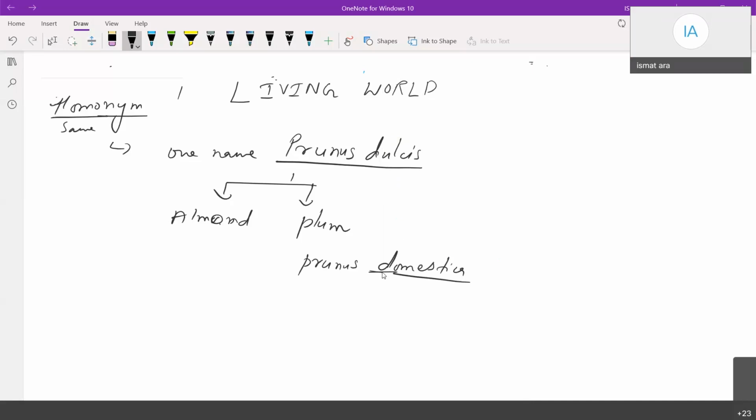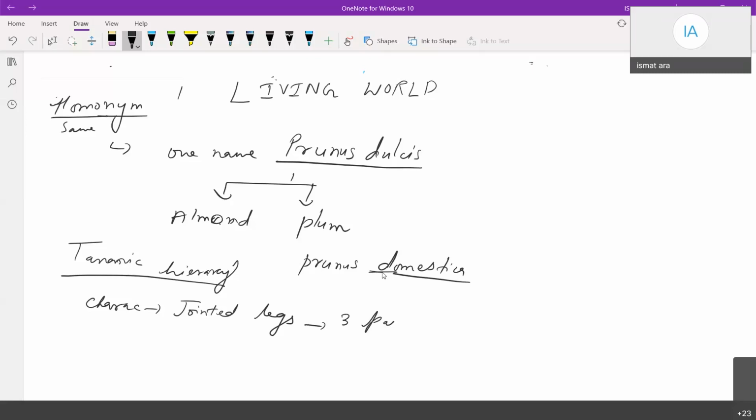Now, what is taxonomic hierarchy, students? Taxonomic hierarchy. Now, these are groups in which organisms are placed, on the basis of similarities with respect to characterization. Just one example I'm giving you. Like character, which character? Suppose jointed legs. How many pairs they have? 3 pairs. 3 pairs jointed legs. Where you will fit this organism? Under insects. So this is actually taxonomic hierarchy.